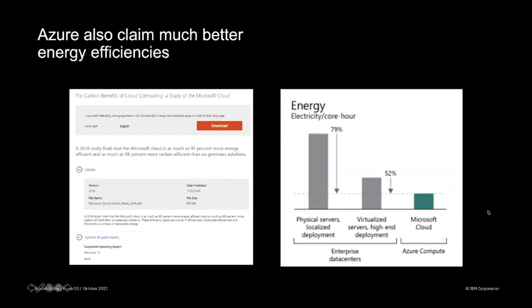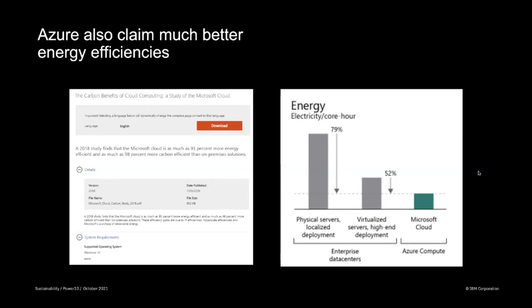So they measure energy usage per core per hour, which I found an interesting measure to focus on, the per core in the first place. And they're talking about physical servers with localized deployment. If you then virtualize those servers, you can indeed get better energy utilization. And they're suggesting that in Azure, they can do better than those in enterprise data centers. I'm not really quite so sure, but that's what their documents talk about. And I think maybe we've got a position to be able to, in some ways, argue that.